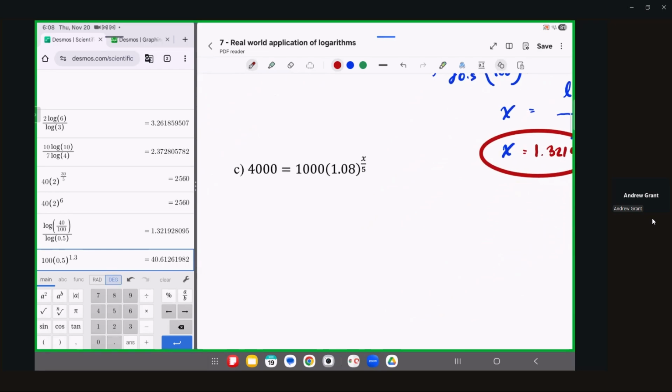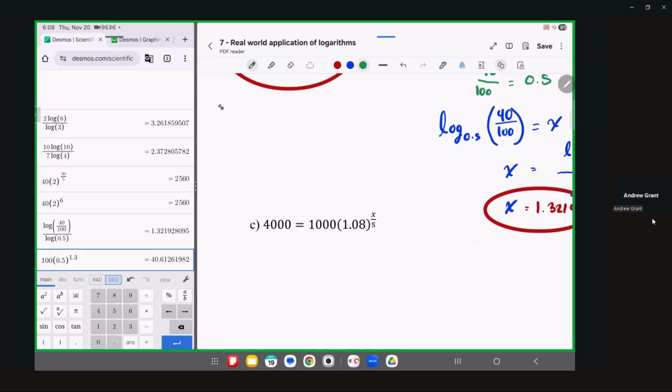Lastly, letter C, we have 4,000 is equal to 1,000 multiplied by 1.08 to the power of x over 5. Again, because of BEDMAS, because that's what we need to do. We can't multiply 1,000 times 1.08 because the 1.08 is trapped by the exponent x over 5. So that needs to be resolved first. It's a common mistake I see here where people just take 1,000 times 1.08. We cannot do that because of BEDMAS.